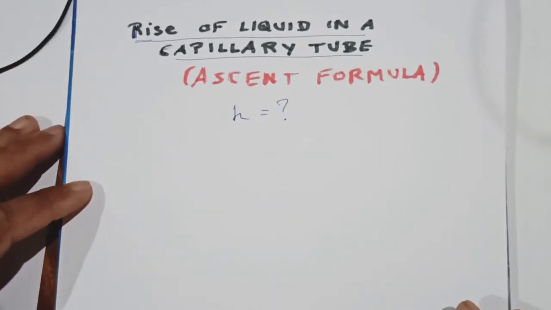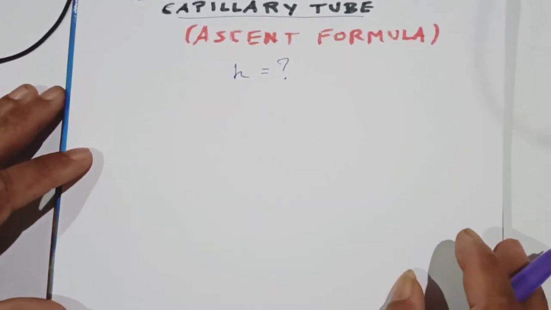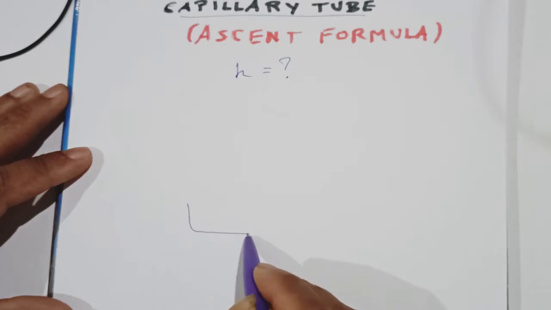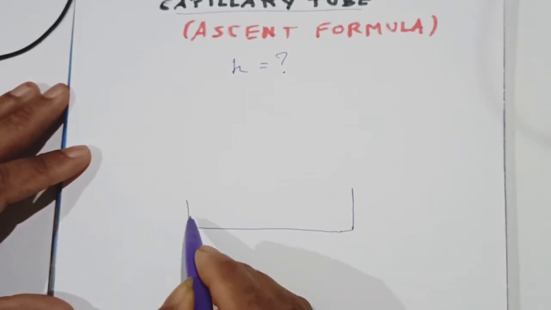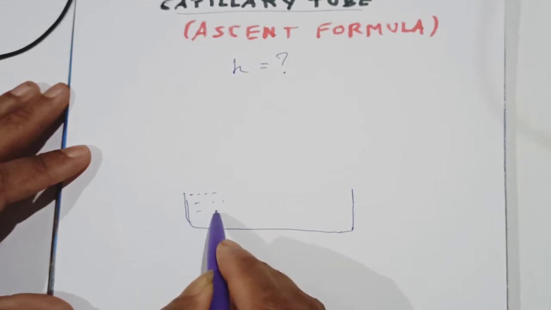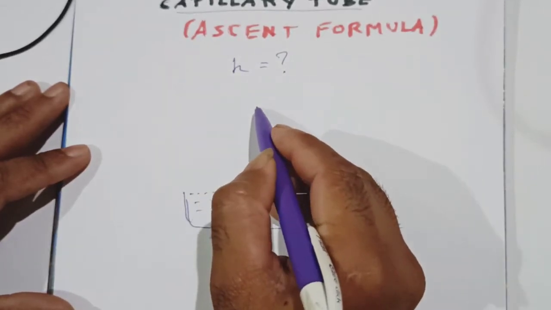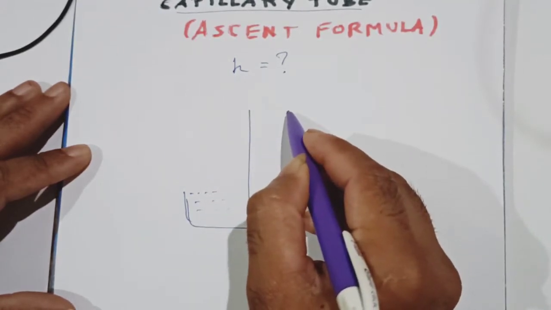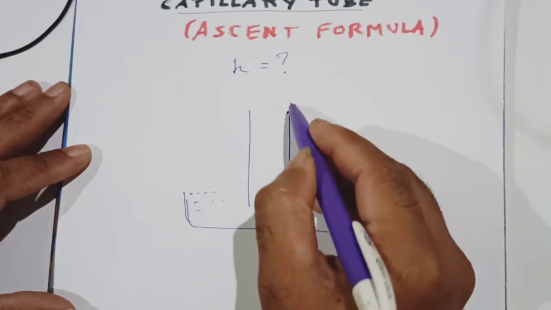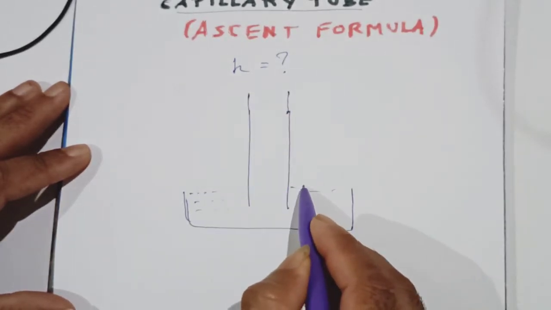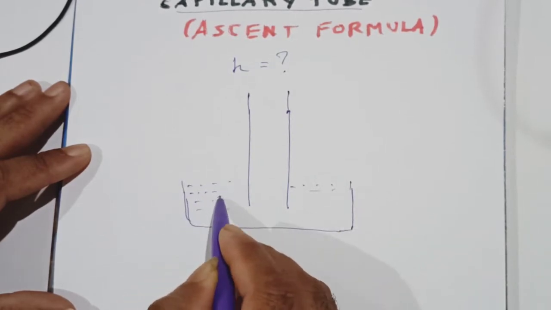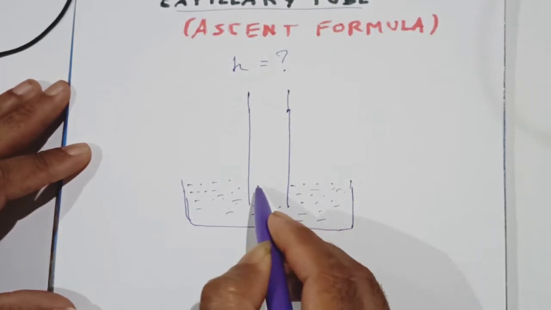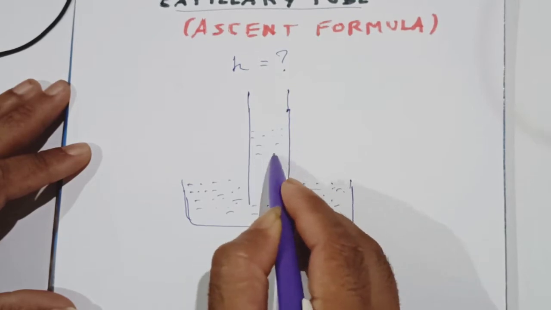So first of all, let me draw a capillary tube. Okay, this will be a trough, a container, so that there is water, and also let us draw a pipe. Think that this is a very thin pipe. This is water, so it will rise up to a higher level.